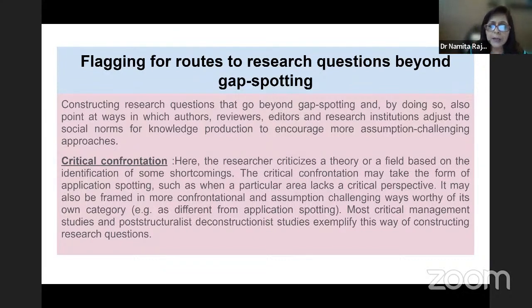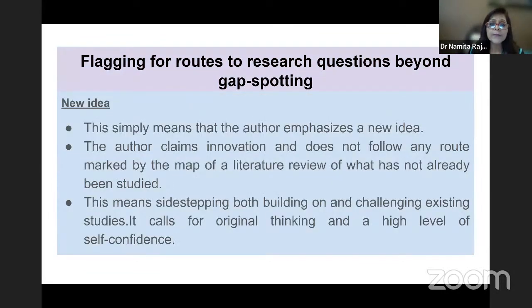Be a critique. Upfront, have a critical confrontation. So the researcher, if you criticize a theory or a field based on identification of some shortcomings, it will be beautiful. That means you are able to find out and bullseye on the critical perspective, which becomes your question as well as the gap.